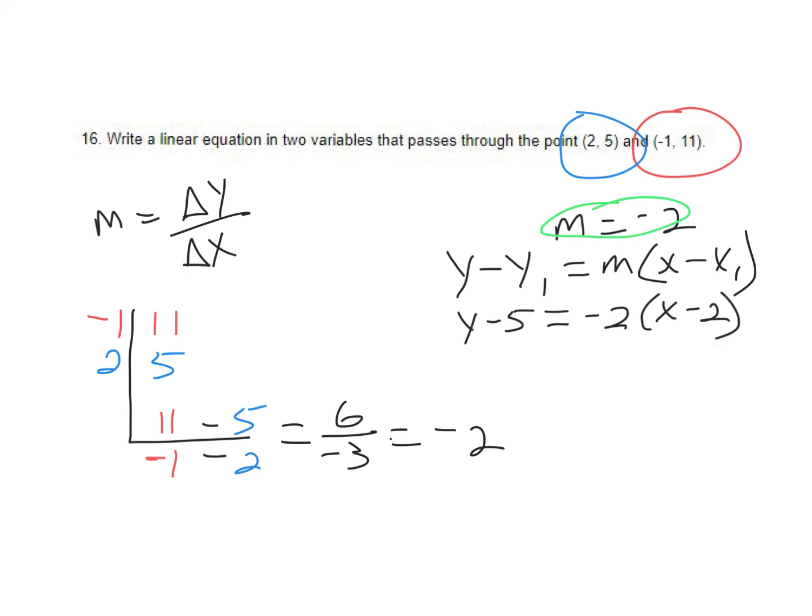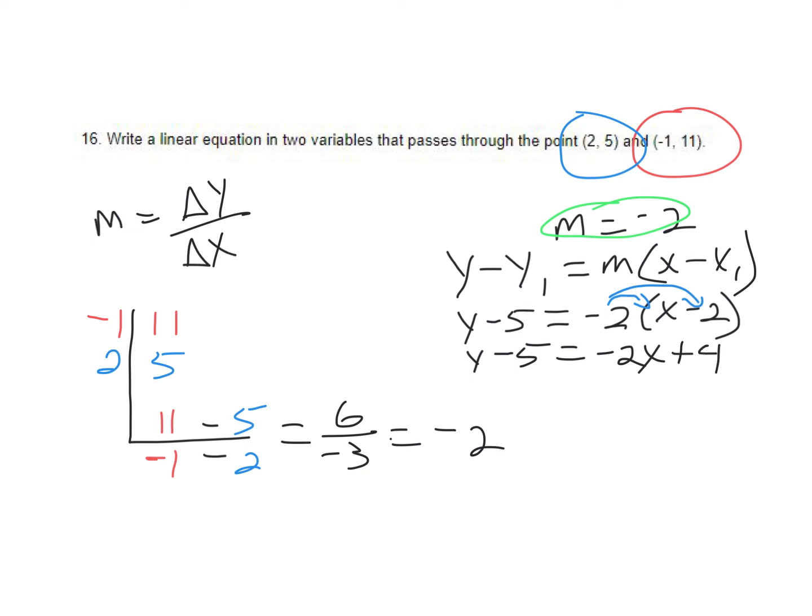Then this could possibly be your answer. If your answer is asked for point slope form, that's your answer. If it needs it in slope intercept form, then we have to work it out. So to work it out, we need to multiply the slope of negative 2 times both terms in the parentheses. So we're going to end up with y minus 5 equals negative 2x for negative 2 times x, and then negative 2 times negative 2 is plus 4. So we would end up with plus 4 here.